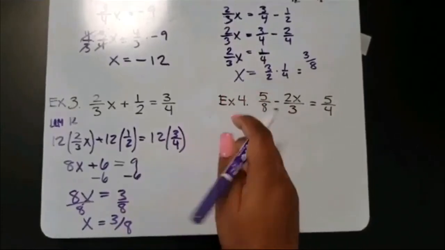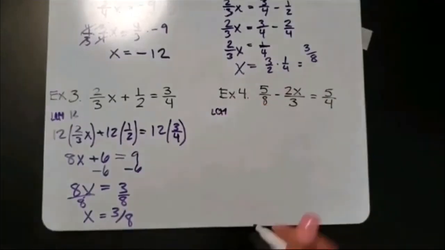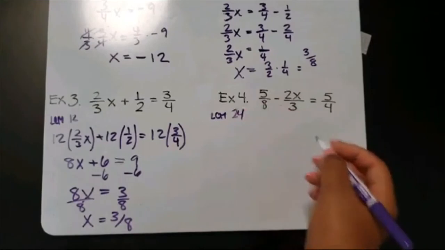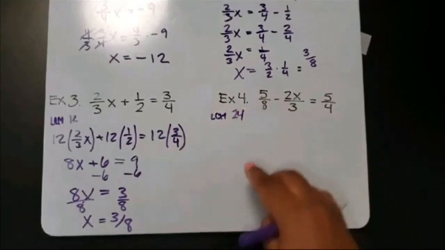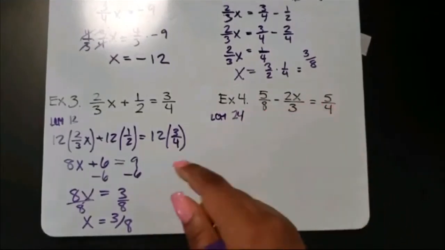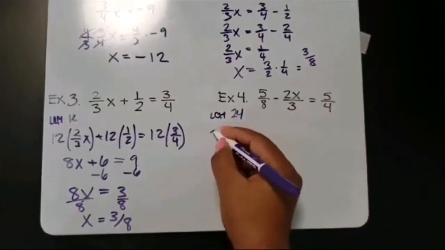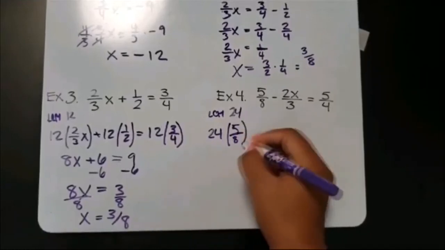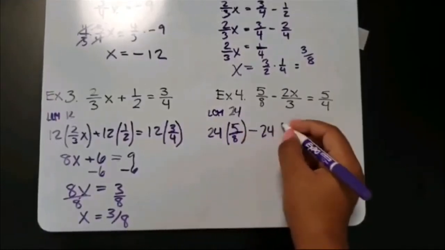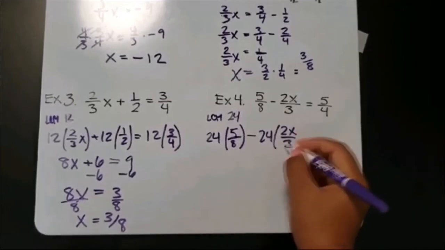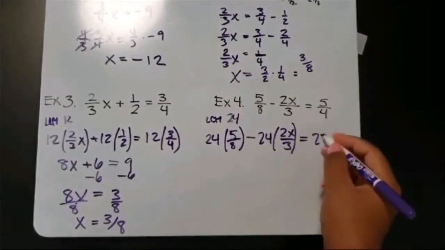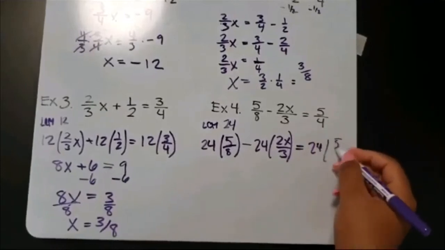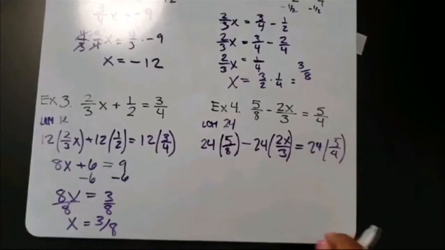So what is the LCM of 8, 3, and 4, you guys? The LCM of 8, 3, and 4 is 24. So that means that we're going to multiply each term by 24. So we'll have 24 times 5 over 8 minus 24 times 2x over 3 equals 24 times 5 over 4.